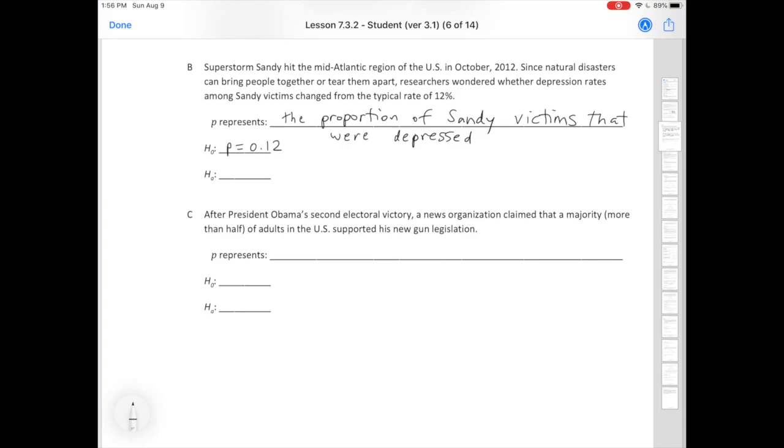What about the alternative hypothesis? Well, are the researchers concerned that the depression rates have gotten bigger or smaller or just different? So the key here is this word changed, right? They think that maybe the rate has changed. It's something different, meaning it could be smaller or bigger. So the alternative hypothesis then is going to be P not equal to 0.12.